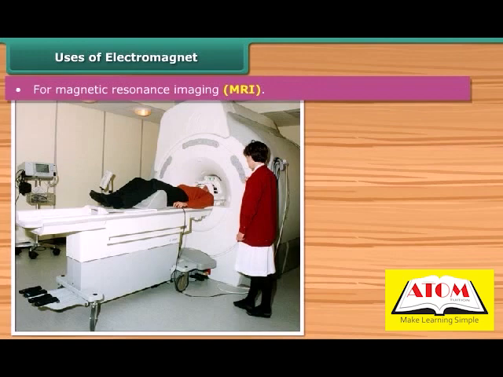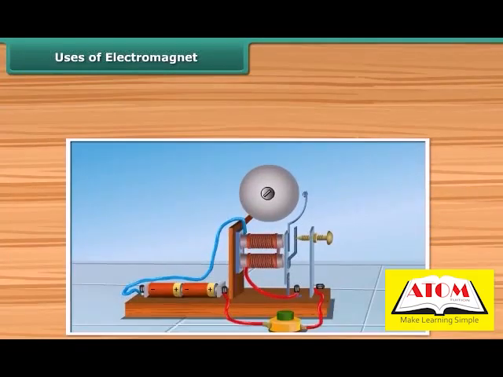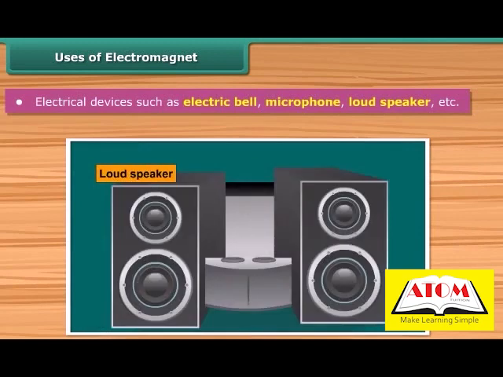Electromagnets are also used for magnetic resonance imaging, getting a detailed image of the inside of the body to diagnose a number of diseases. A variety of electrical devices such as electric bell, microphone, loudspeaker, etc. make use of electromagnet.